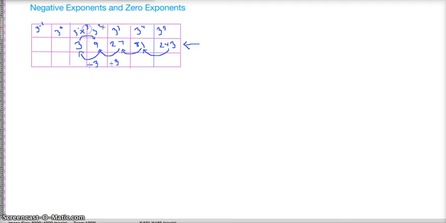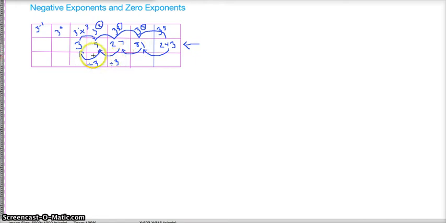Okay, multiplying by 3. And that makes sense because I'm going up 1 power of 3 every time I go up one space in my chart. So this is only 3 times 3, but this is 3 times 3 times 3. So I multiplied by an extra 3. So I can multiply by 3 to move this way, or I can divide by 3 moving this way.